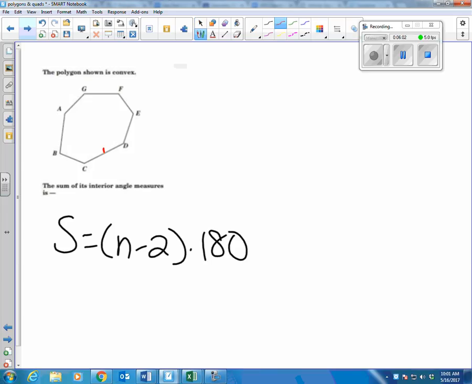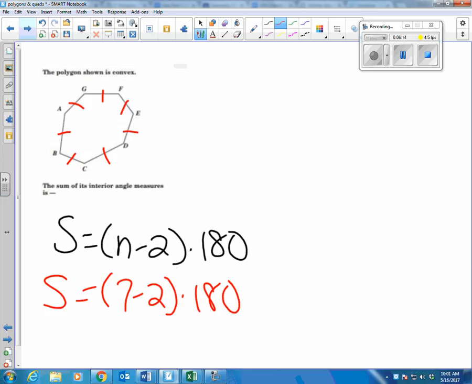So there's 1, 2, 3, 4, 5, 6, 7 sides. Okay? So it's a heptagon. So we're going to do 7 minus 2 times 180. Okay? And so 7 minus 2 is 5, and 5 times 180 is 900. So the sum of the interior angles of this shape is 900 degrees.